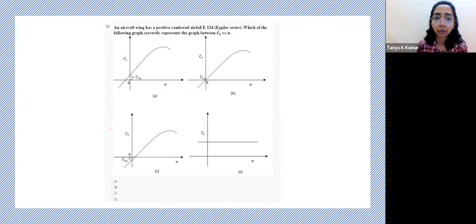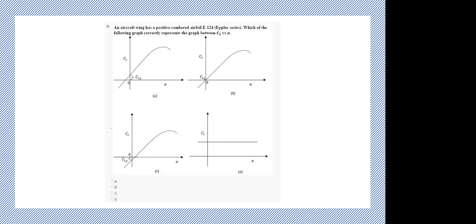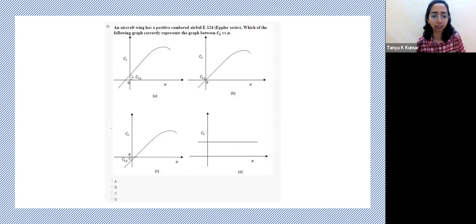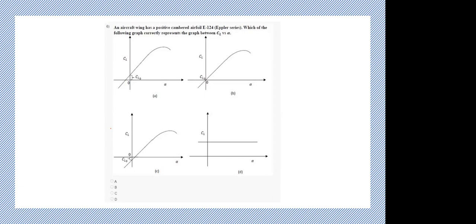An aircraft wing has a positive cambered airfoil E124 from the Eppler series. Which of the following graphs correctly represents the graph between CL and alpha? Now, in the previous class, somebody had asked me that they weren't finding information on the Eppler series. Yes, ma'am, it was me. So the Eppler series is just a method of naming the airfoils. I simply read the question and found a positive camber. So that's I guess the correct answer. Yes, so positive camber.